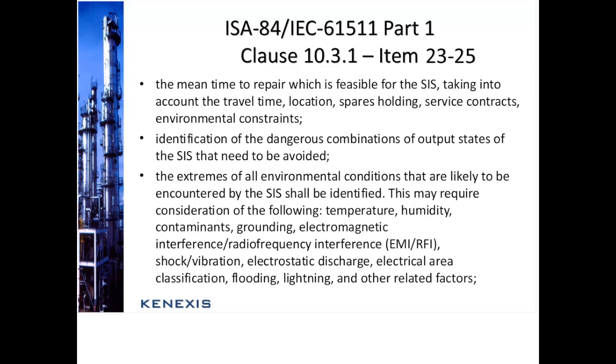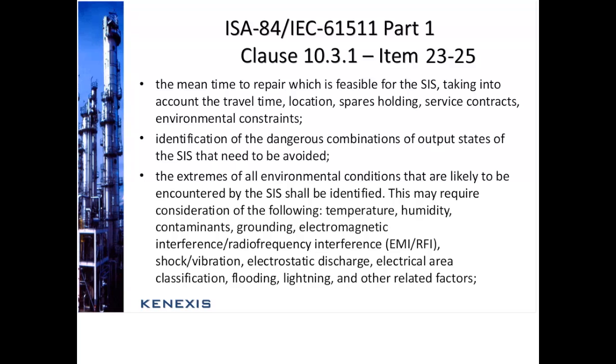Mean time to repair. You have an SIS out there, it's working fine, and all of a sudden one of your transmitters goes bad. You put it in bypass. You've got a guy standing there, and he's monitoring the pressure gauge, and he's also got the shutdown button right there by him for this fired heater. And so now we need to say, well, how long is this guy going to have to stand out there? Is he going to be there for 2 weeks? No, there's an account for travel time, location, spares, inventory, etc. that need to be looked at.